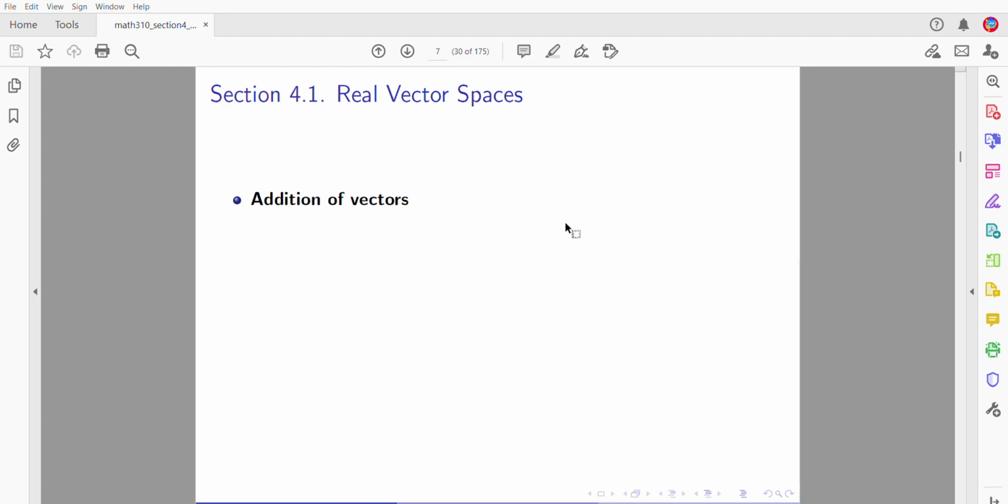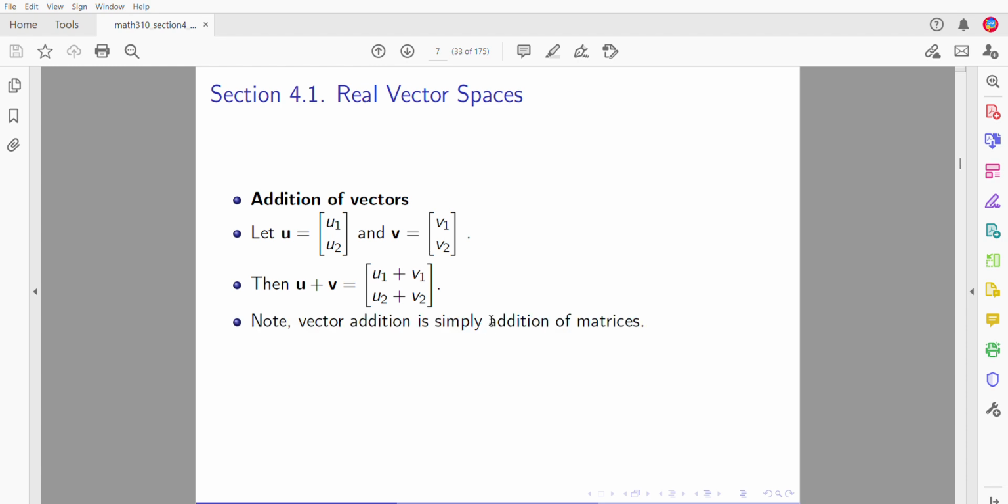So how do we add two vectors? You may think of this as a point or as a column vector. Suppose you have two vectors, u and v, and their respective components. u is u1, u2, v is v1, v2. How do we add? Exactly as you would expect, the vector u plus v is u1 plus v1, u2 plus v2. Note, vector addition is simply addition of matrices. Example, vector 4, negative 2 plus vector 2, 3. 4 plus 2 is 6. Negative 2 plus 3 is 1.